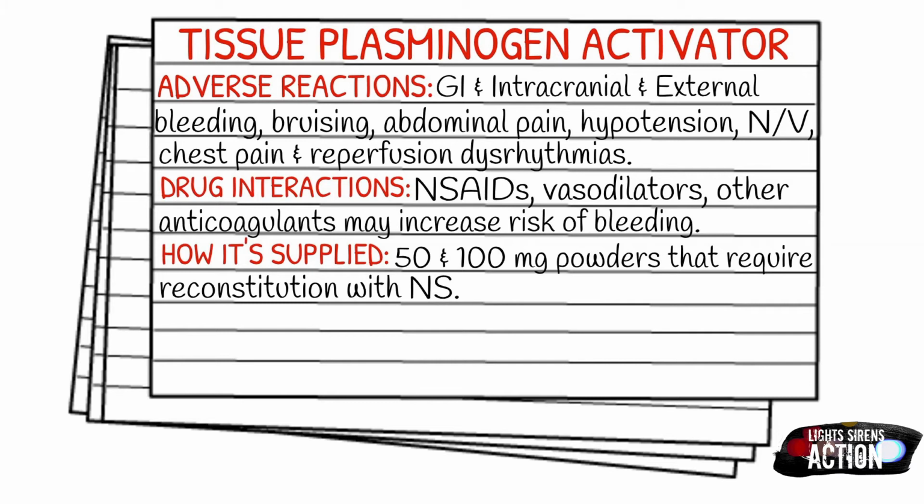You have to be so careful with them because a small bleed can end up being deadly for them or just bigger than normal. Your drug interactions: NSAIDs, vasodilators, and other anticoagulants may increase the risk of bleeding. You're just potentiating the already potent effects of TPA. How it's supplied: it is supplied in 50 or 100 milligram powders that require reconstitution with normal saline.